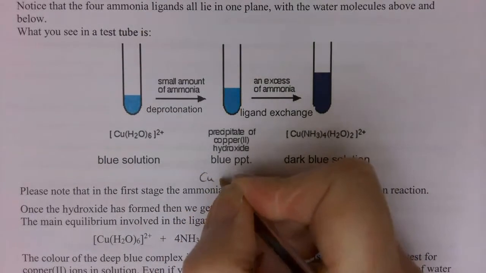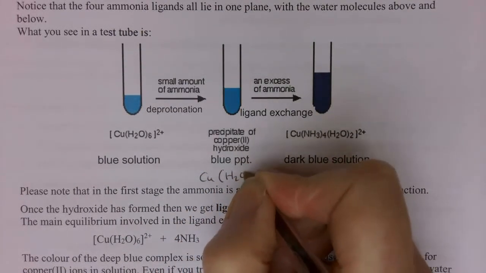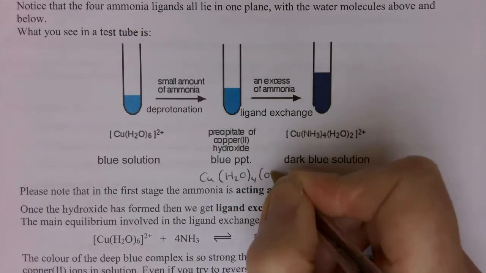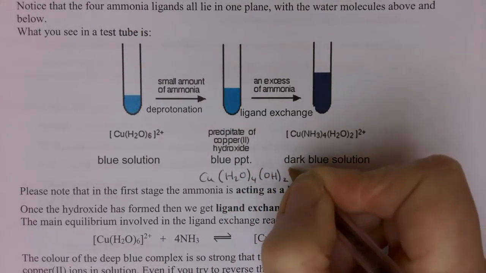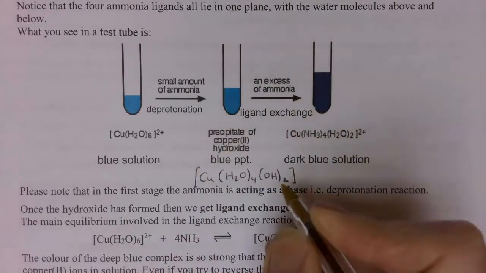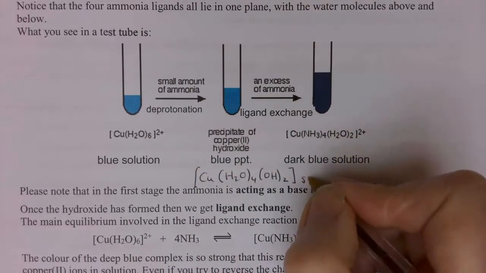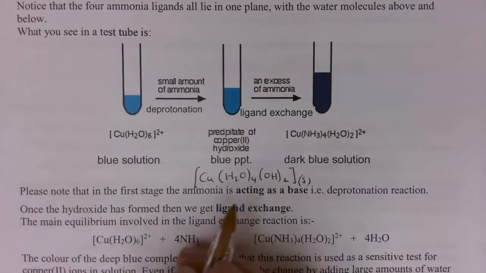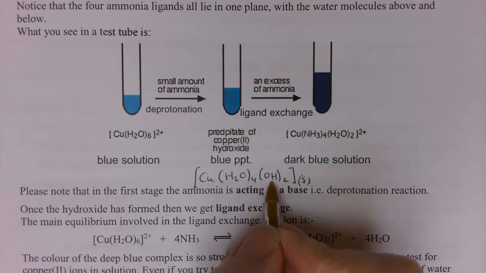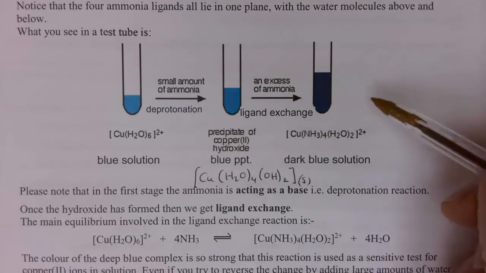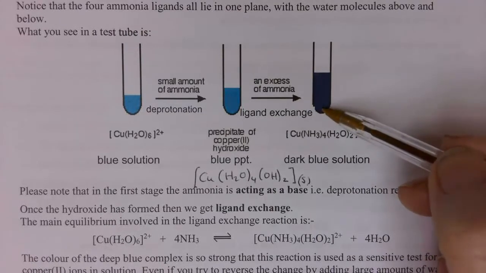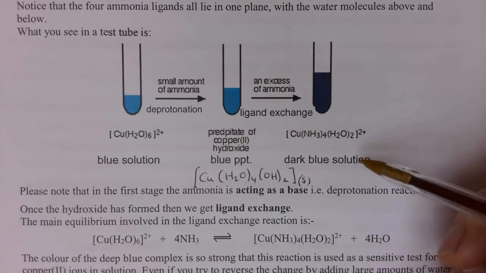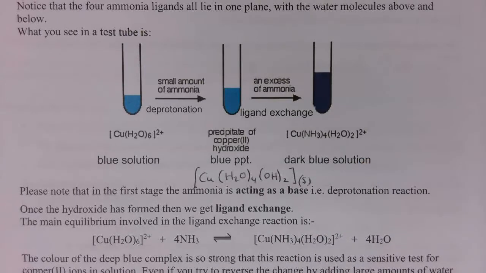So the formula there would be Cu. It's still got 4 water ligands, but 2 of the water ligands have become OH negative ligands. Now, because that is neutral, that is why, remember, it is a solid. But if you add excess ammonia, some of those ligands, the 2 OH negative ligands and 2 of the water ligands, are replaced by ammonia ligands, and you get this colour change to this dark blue solution. So it's a classic test for, have I got copper 2+ ion present? Does it do this reaction with ammonia?